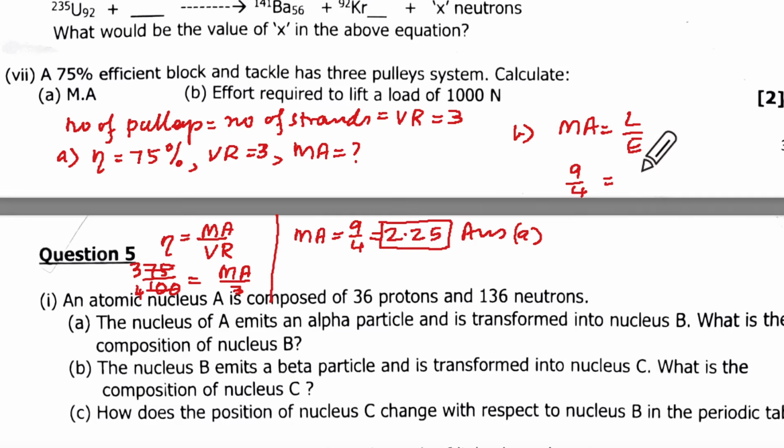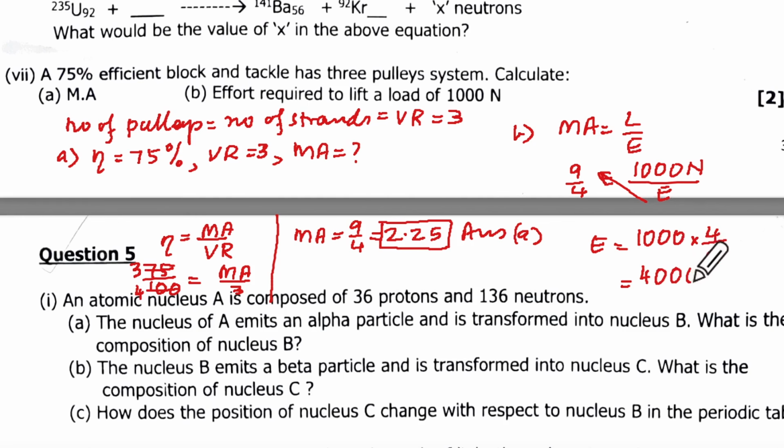It will be lengthy calculation. Load is how much? 1000 Newton upon effort. So effort comes this side. So 1000 multiplied by 4 upon 9. That is 444.4 Newton. How is it? Okay.